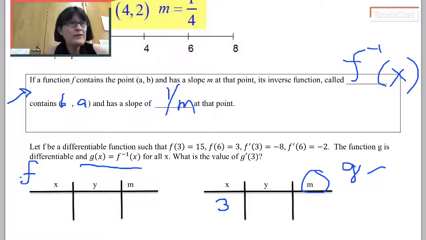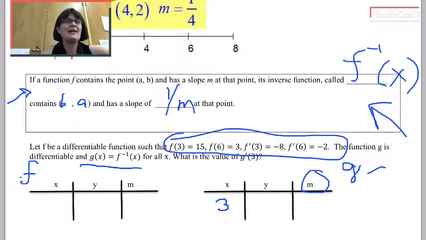I'm going to use all this information, every single thing that showed up in that box, because we're going to need it. So I'm going to need to know something about g prime. I'm going to need to know something about the y coordinate here, because all the information I've been given is about the f function and f prime. And I'm supposed to answer a question about g. So I'm going to need to fill in all 6 of these places to be finished.